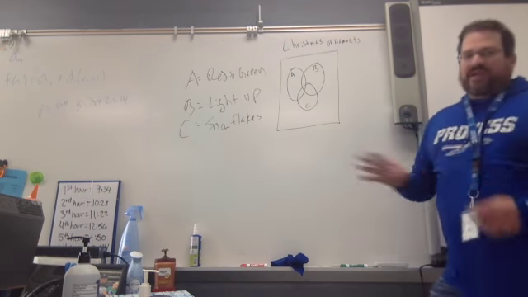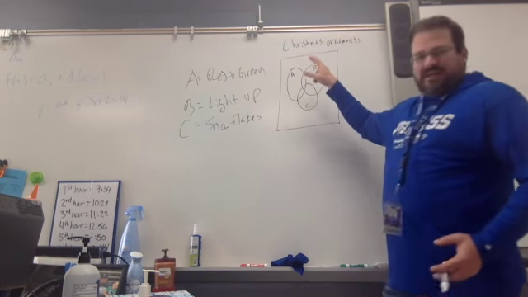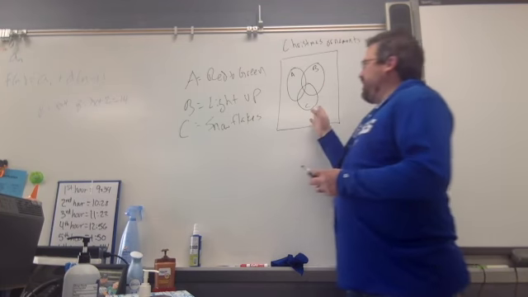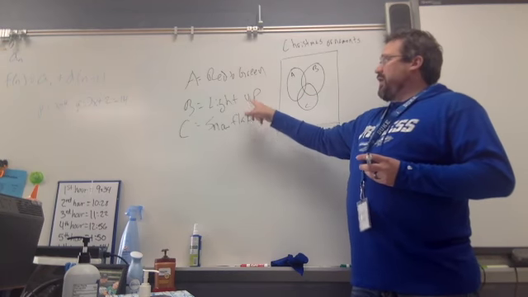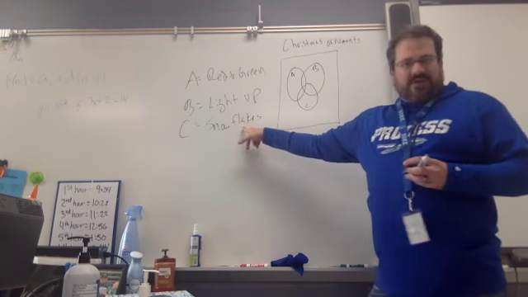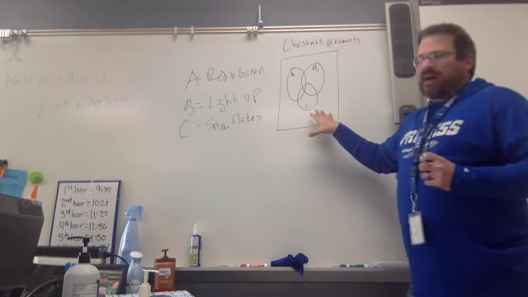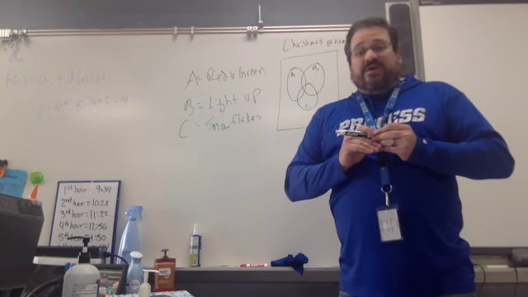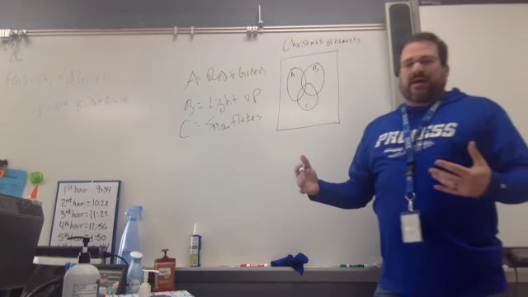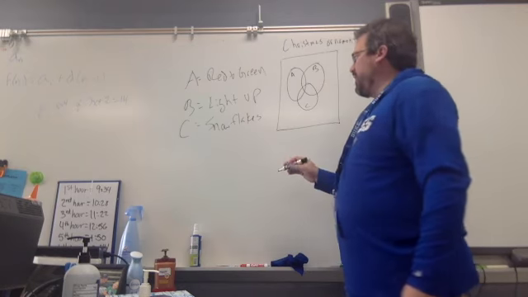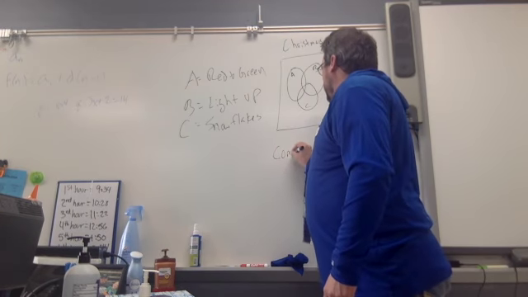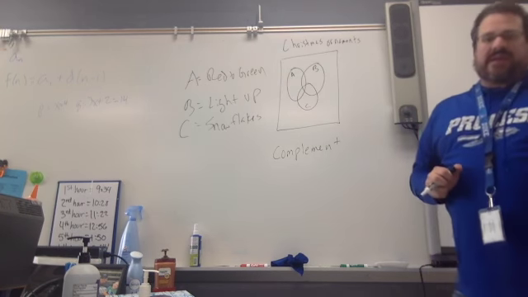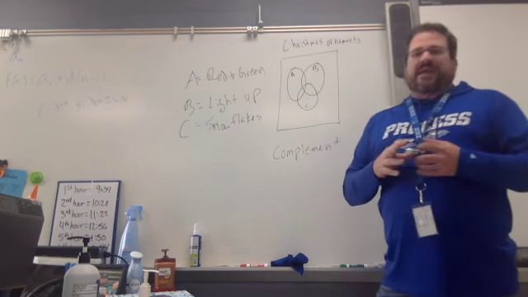Now you'll notice inside this box I have an area that's outside set A, B, and C. That would be the ornaments that are neither red or green, don't light up, and are not snowflakes. So there's stuff in the box that don't necessarily line up with any of our sets. Okay, anytime we're talking about something that doesn't line up with what we're looking for, that's known as the complement. Okay, that just basically means that it is something outside.